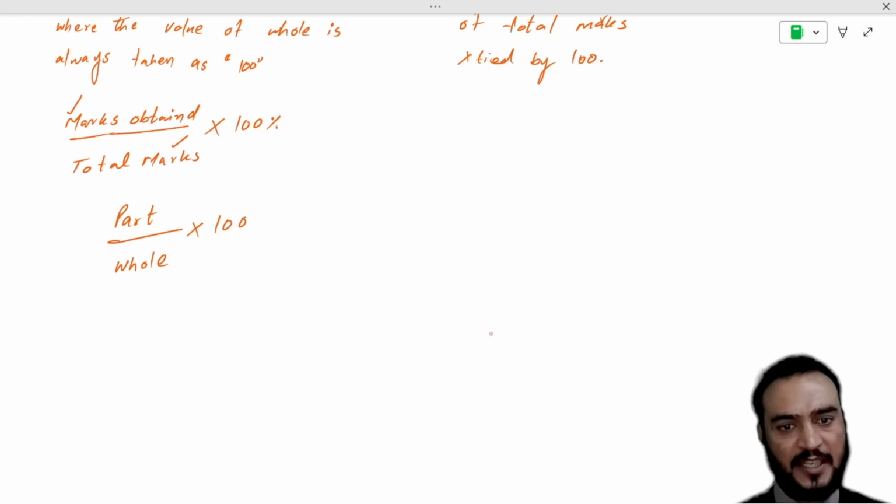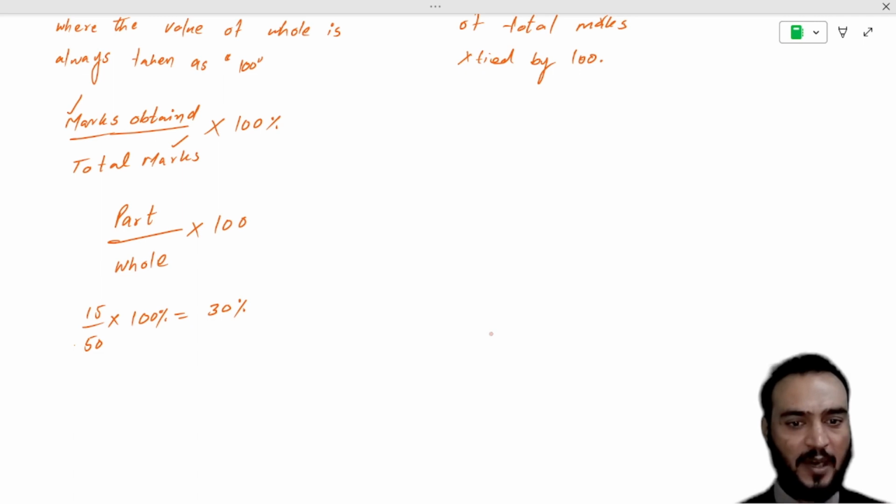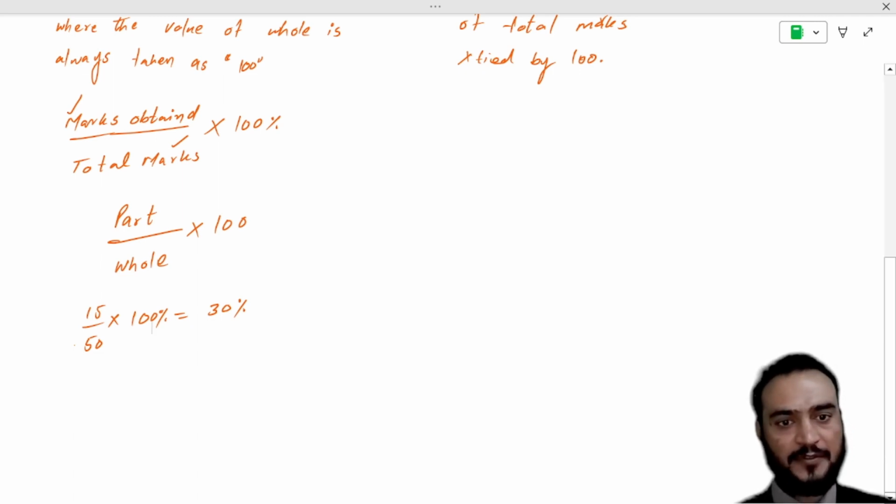So what is the percentage of 15 out of 50? 15 divided by 50. 15 is the part, 50 is the whole, 15 is the obtained marks, 50 is the total marks. I multiply them with 100, so we get 30%. So 15 out of 50 means 30% marks the student is obtaining if he gets 15 marks out of 50. So this was the percentage.